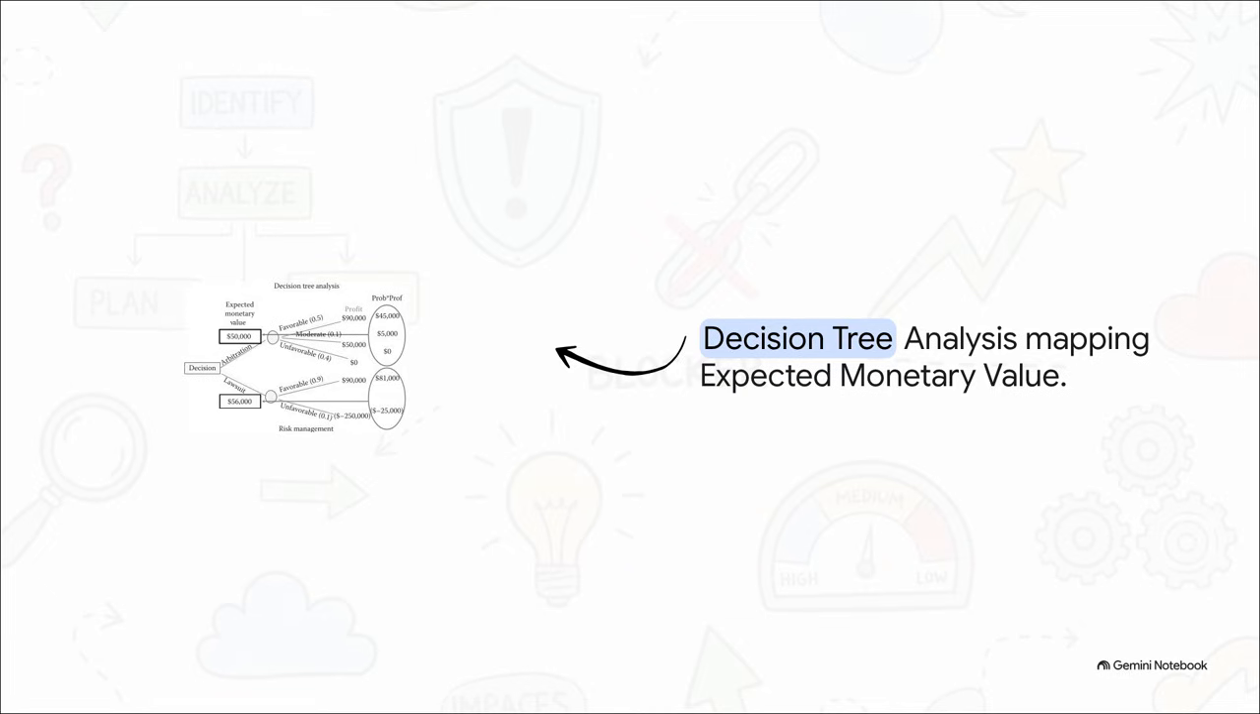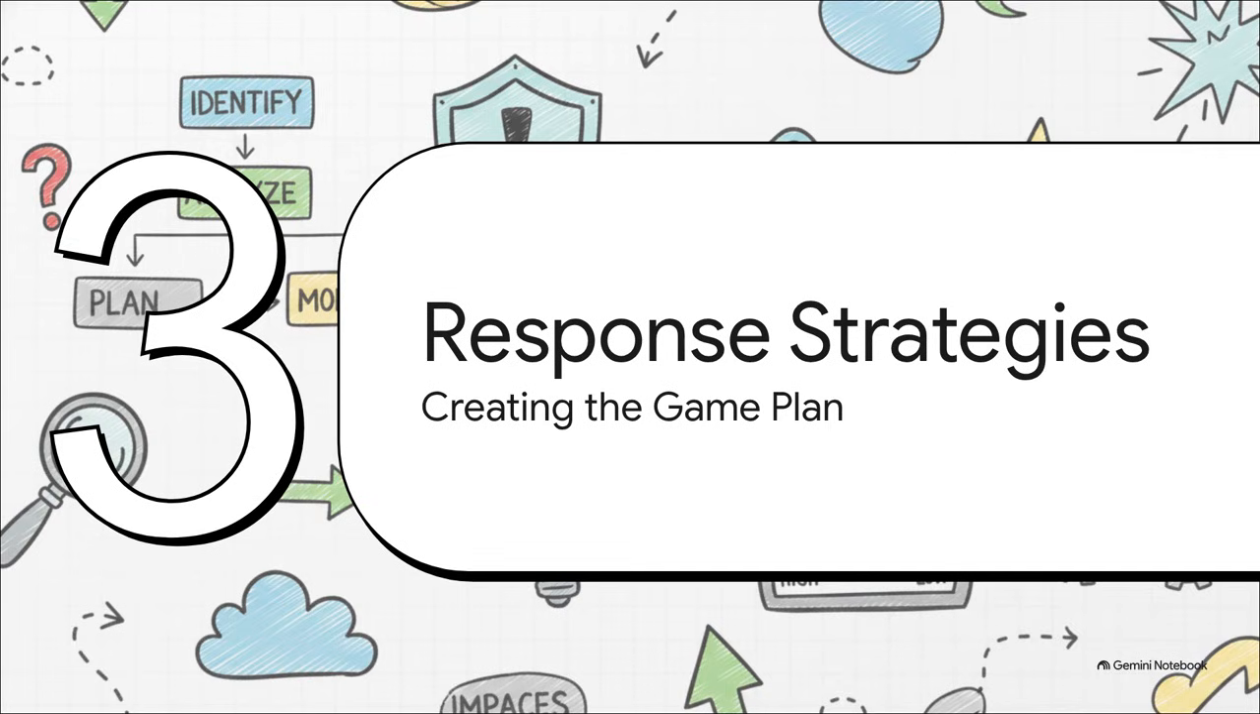In our source example, the expected value of the lawsuit path calculates out to $56,000, while arbitration is only $50,000. It totally removes the emotional guesswork and gives you a probabilistic, data-driven way to make a really tough call. Let's dive into Section 4, Developing Risk Response Strategies. Time to create the game plan.